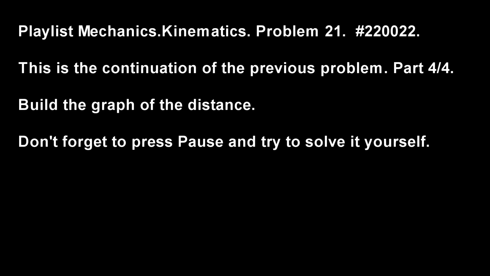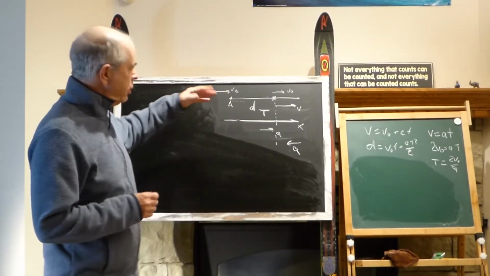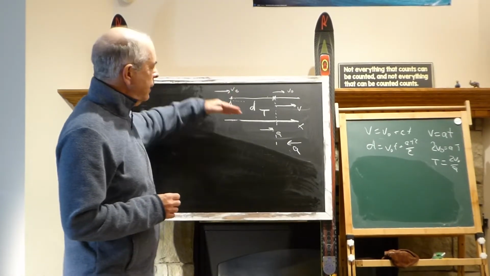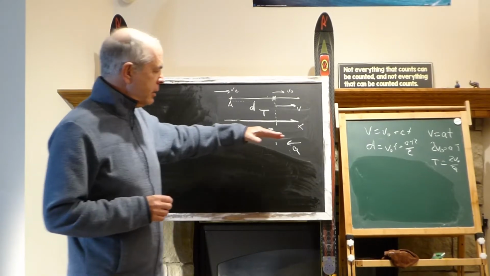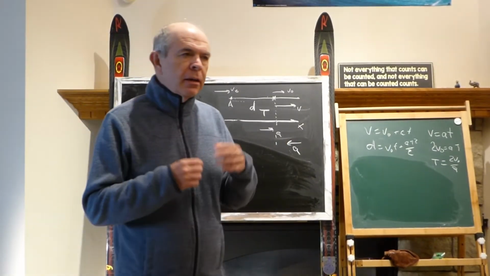So here is a problem. As always, read it, maybe once, maybe twice, and then pause the video and try to solve it yourself. Today's part 4 about this motion of the constant speed and constant acceleration and then constant deceleration, the bicycle and the car, and we discuss different variations.